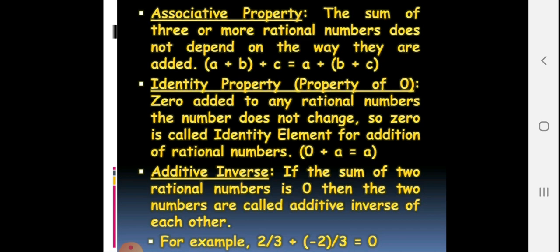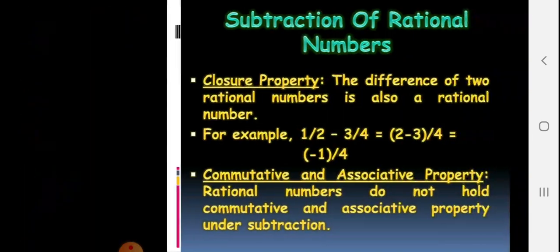Now, let's talk about the additive inverse. If the sum of two rational numbers is 0, then the two numbers are called additive inverses of each other. For example, 2 upon 3 added with negative 2 upon 3 gives the result 0. So the additive inverse of 2 by 3 is minus 2 by 3.